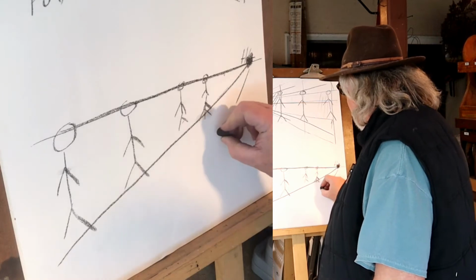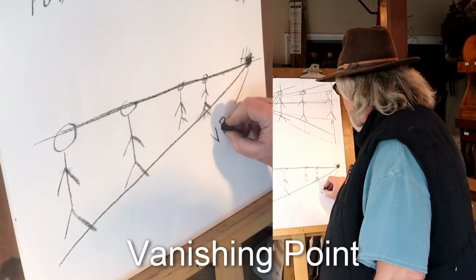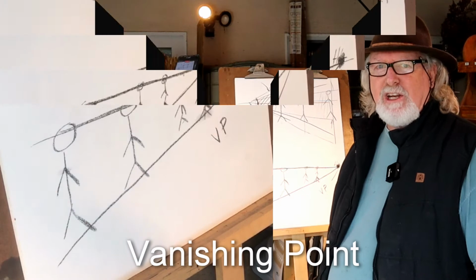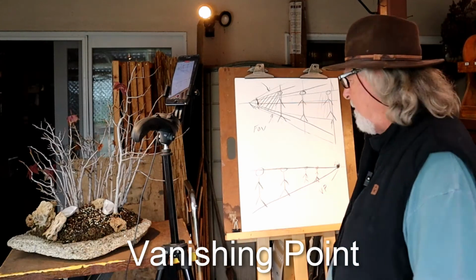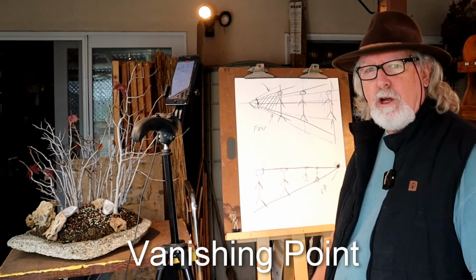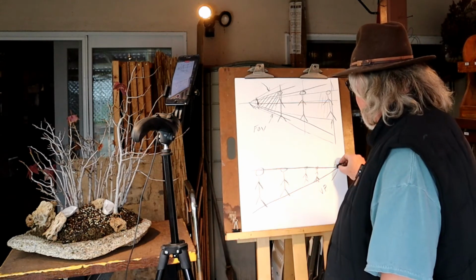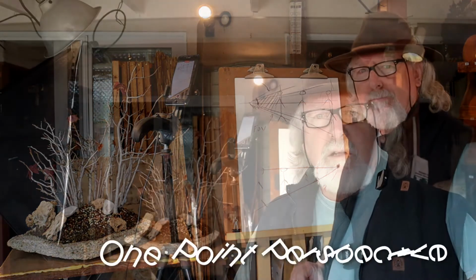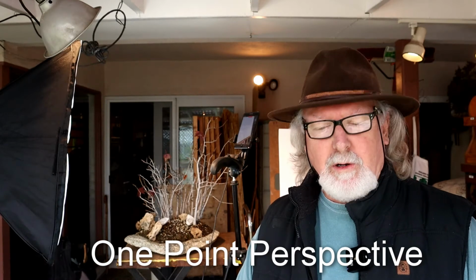So I'm just going to use VP, but we're going to call this a vanishing point. And from this perspective, we are looking at one-point perspective. There's just one point. So let's continue with this idea of one-point perspective.